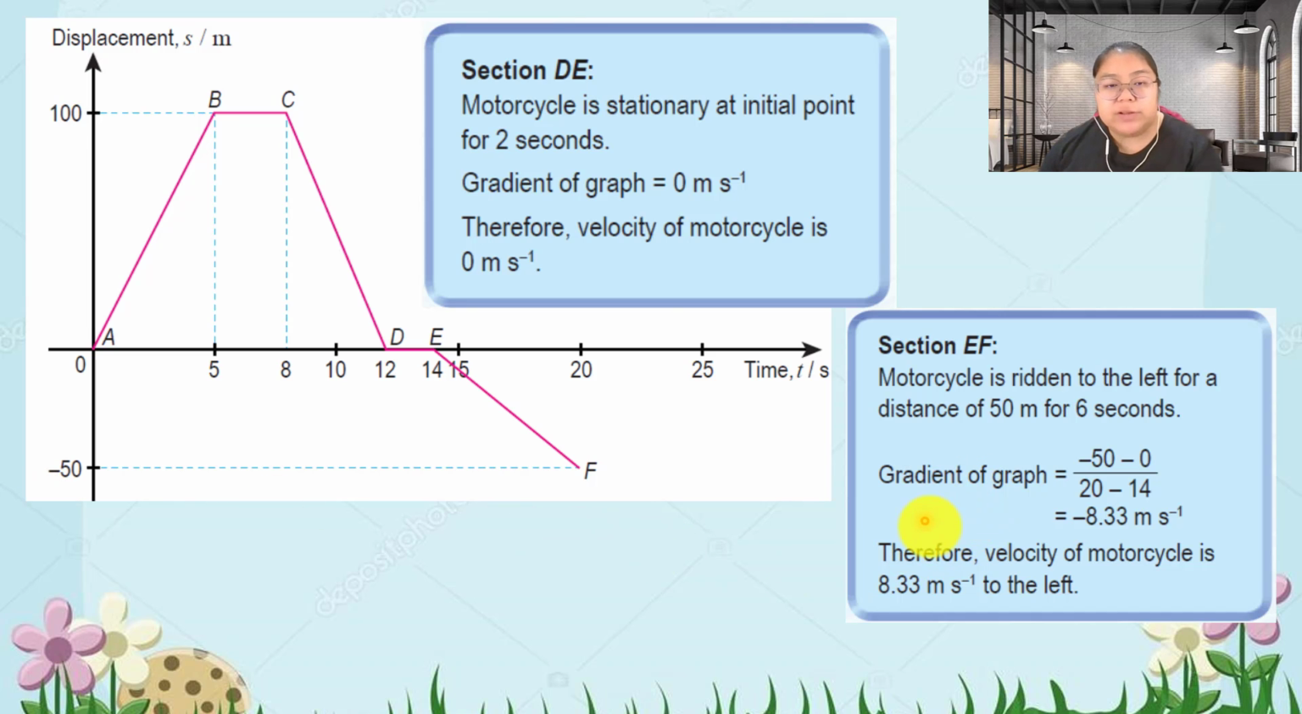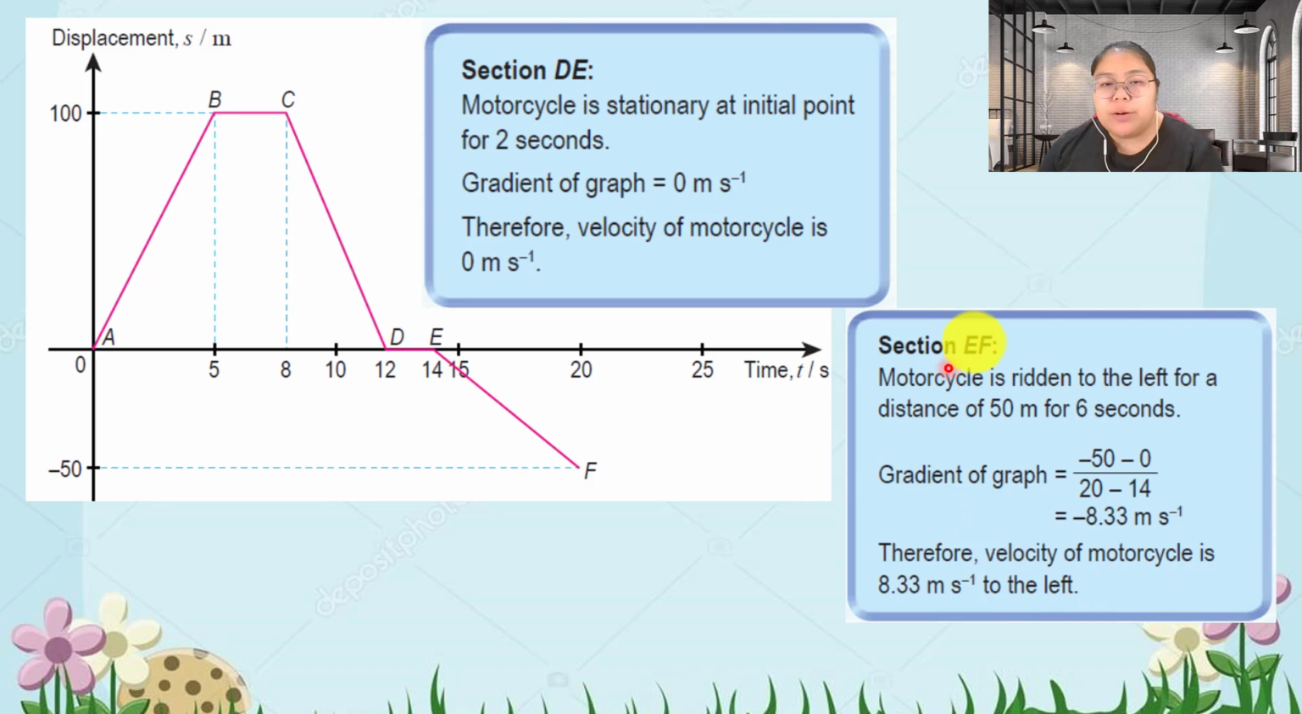So the gradient we can still find. The gradient is negative 50 over 20 minus 14. So we get the answer, which is negative. Negative means opposite direction: negative 8.33 m/s. So from here I can say the motorcycle's velocity now is 8.33 m/s but going to the left.